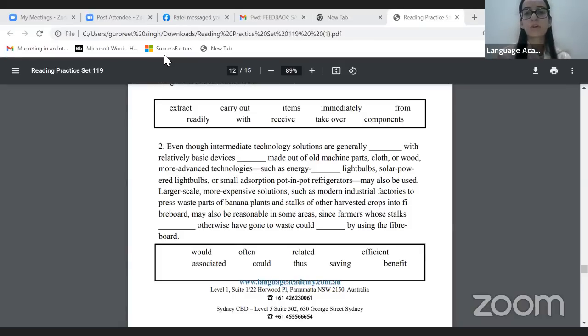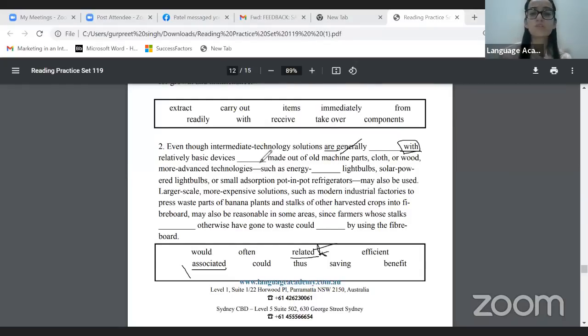Very well done. Some of you have not understood the last sentence. So this says, even though intermediate technology solutions are generally dashed with relatively basic devices, so with R comes third form of verb, you can always eliminate LY options, and that word should match with the word with as well. We had two past forms of verbs, associated and related, out of which related comes with two, and associated is the answer because associated comes with the word with always. So solutions are associated with relatively basic devices made out of old machine parts, cloth or wood.